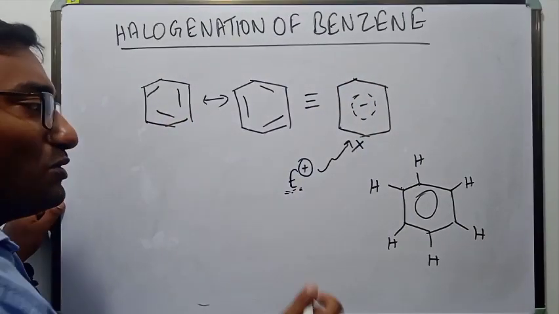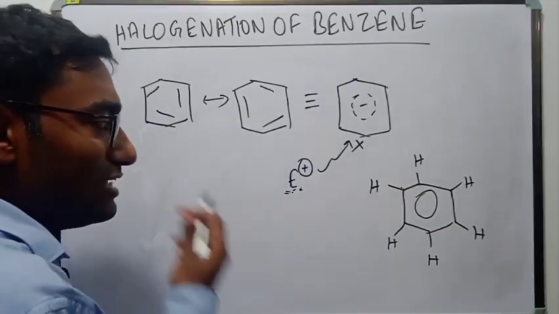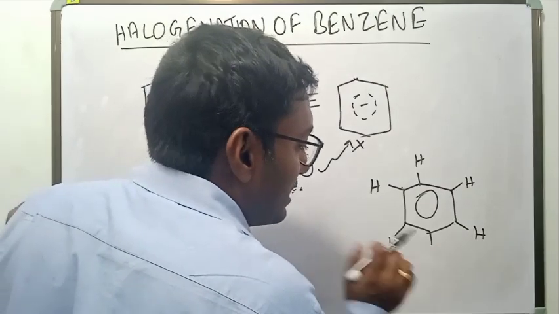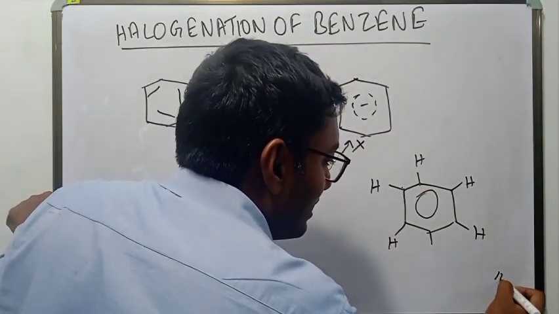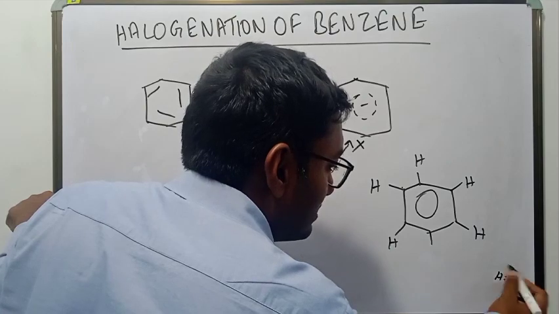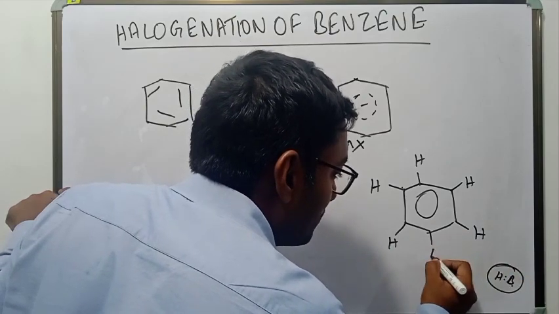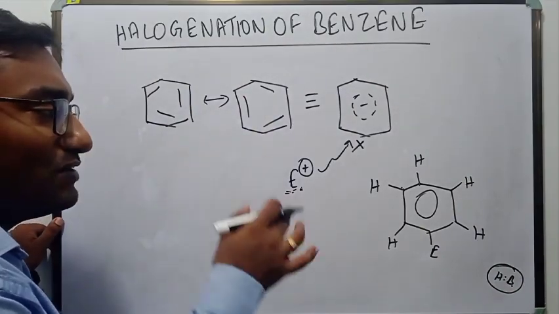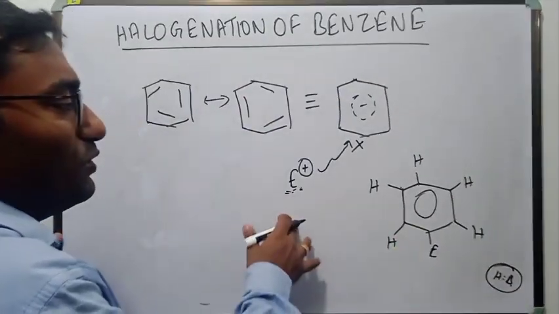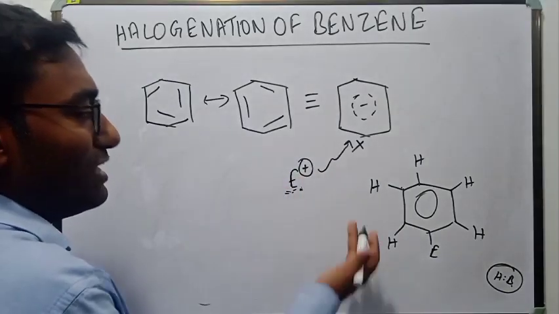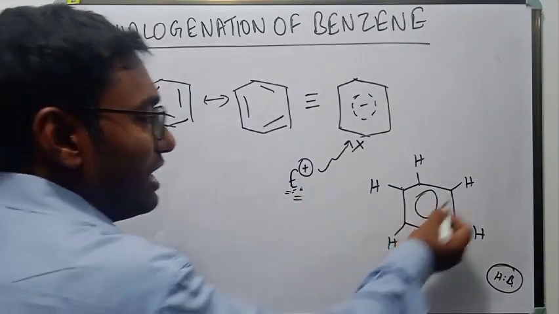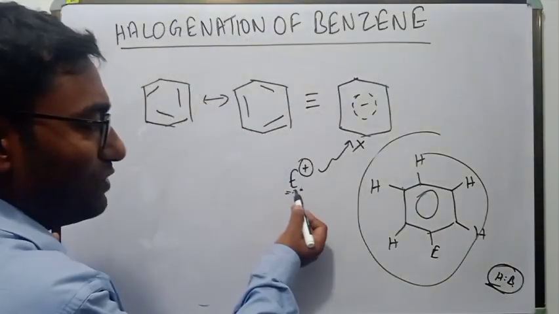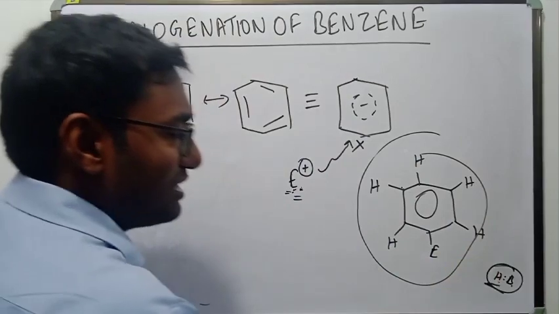Then the question comes, what option does E plus have? There is another option. The benzene ring is ready to part with its H, and the H would go to a base and E would substitute for it. That is the option that is left, and it goes like this. So what kind of reaction does benzene undergo? Electrophilic aromatic substitution reaction.